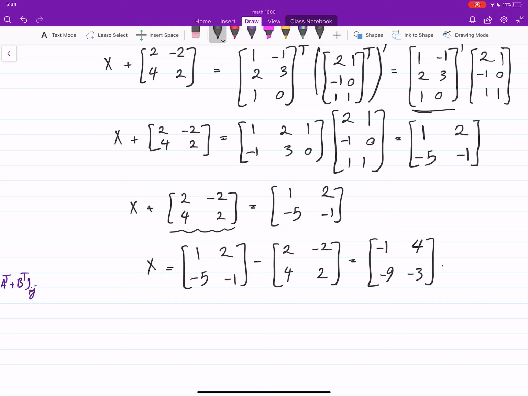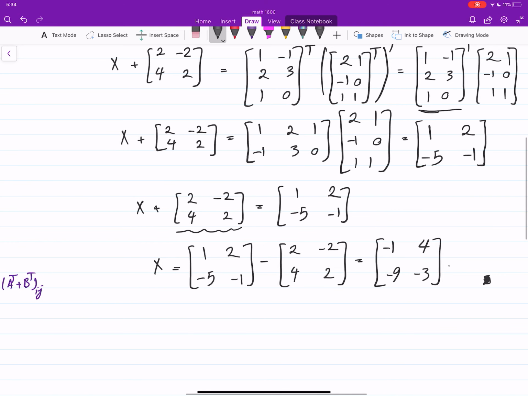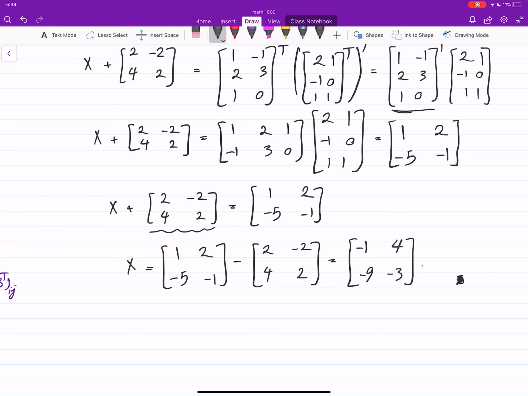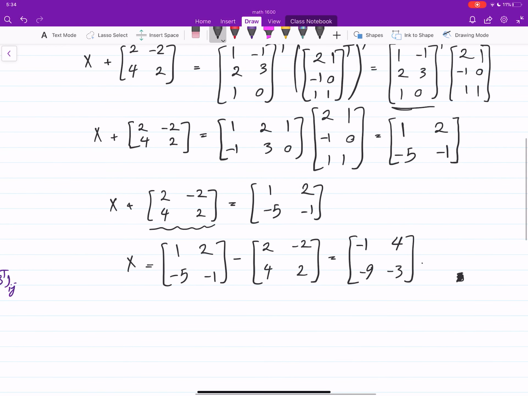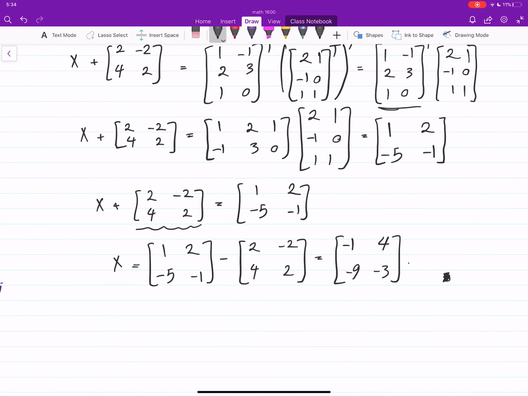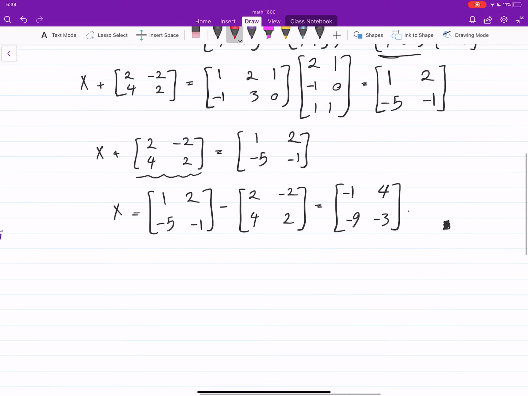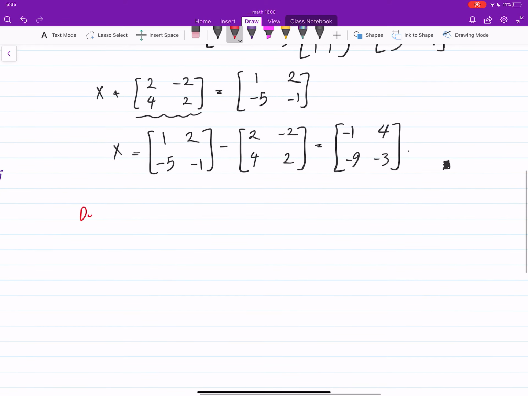There are other ways, as I said, to solve this equation, but I like this method because you see how the properties of matrices come in. Okay. Some matrices, when you find the transpose of that, you get back the same matrix. These kinds of matrices are called symmetric matrices.